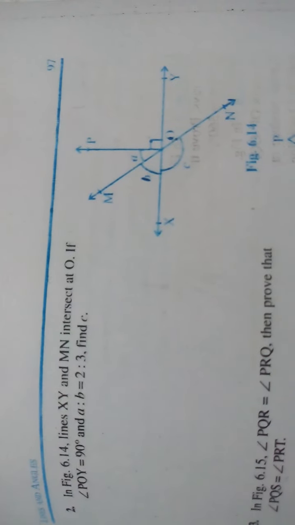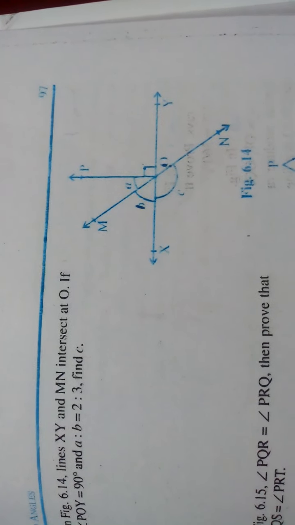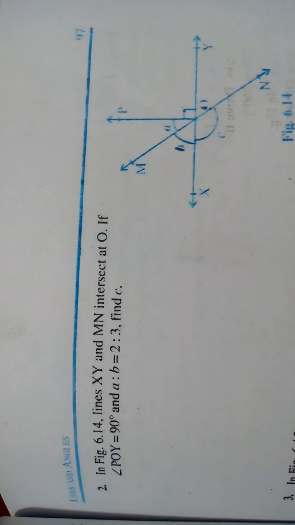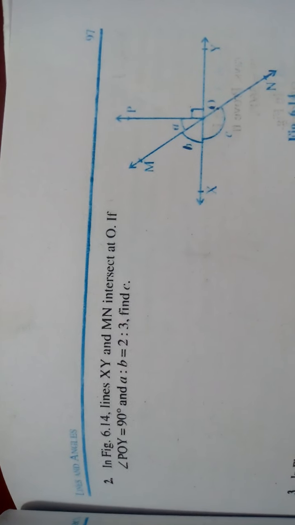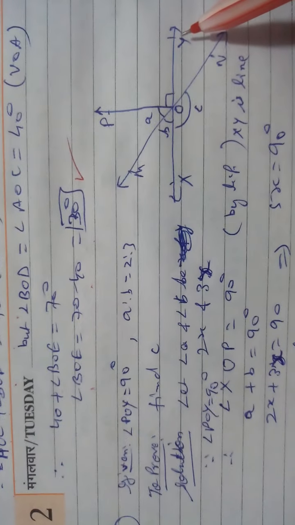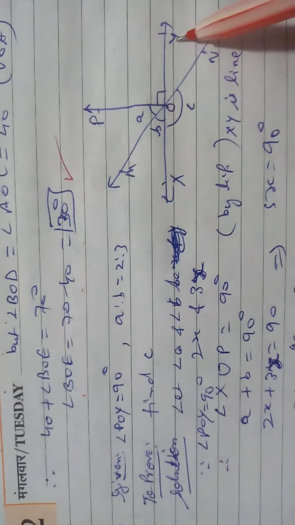Second question is given. In this figure, XY is a line, and MN and XY intersect at O. Two straight lines XY and MN intersect at O, and OP is a ray. OP is perpendicular on it. The ratio a to b is given as 2:3. You want to get c. Here, this 90 degree sign. First of all, POY is given as 90 degrees.